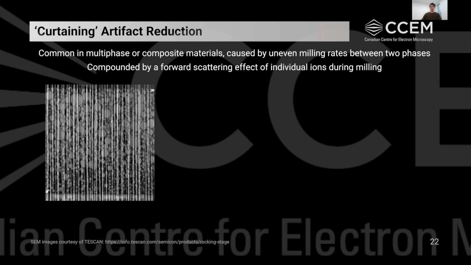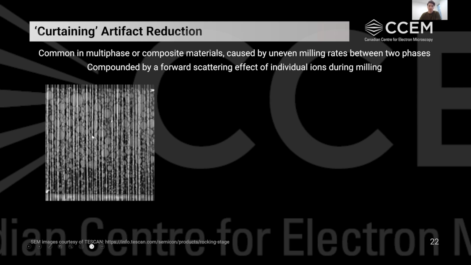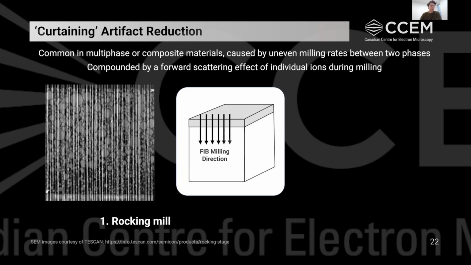Now I want to talk a little bit about 2 types of artifacts that we might commonly see in FIB-SEM tomography. If we have a multi-phase or a composite material, what we can often find is that we get these curtaining artifacts because they appear quite like a theater curtain might, appearing on our newly milled cross-section. That's compounded by a forward scattering effect of ions during the milling operation. And so if we're doing a single milling direction, this can propagate over time.